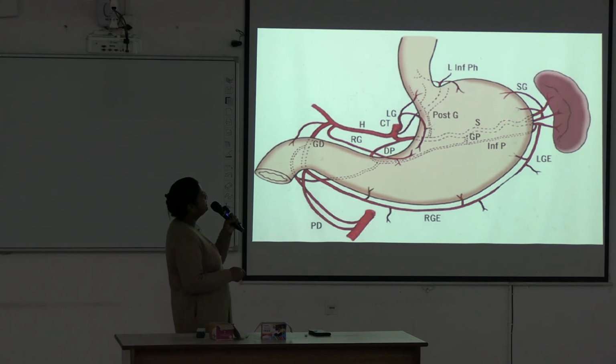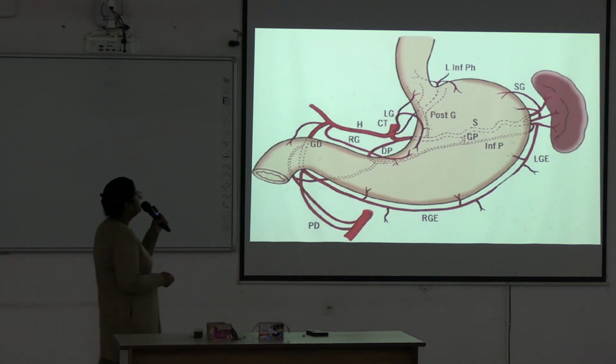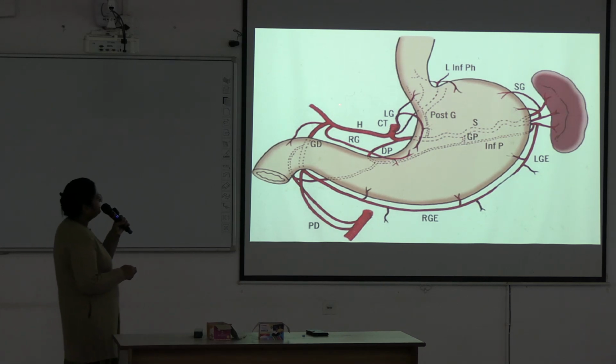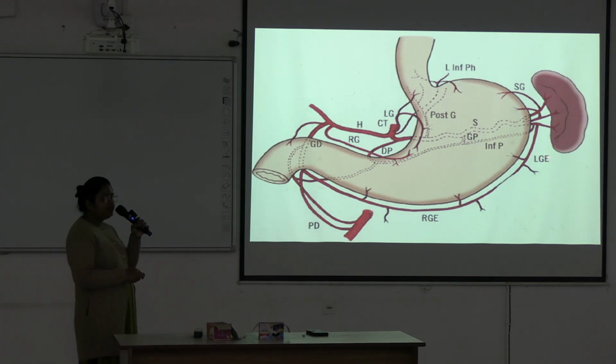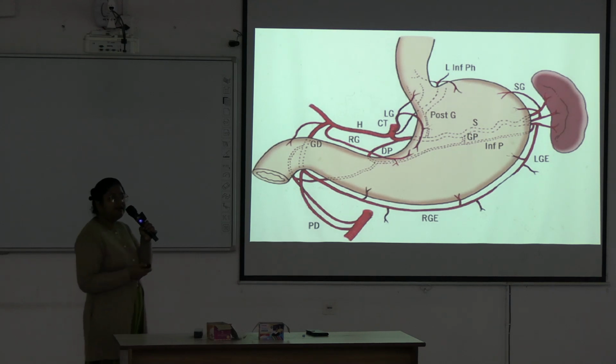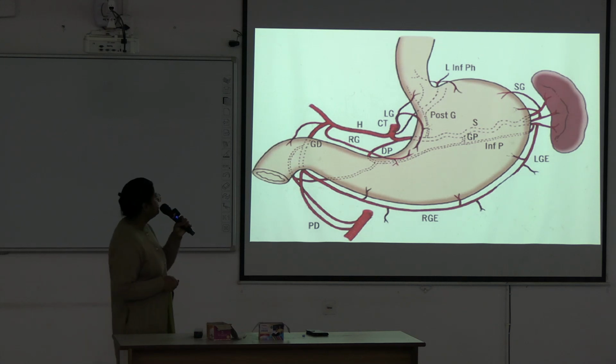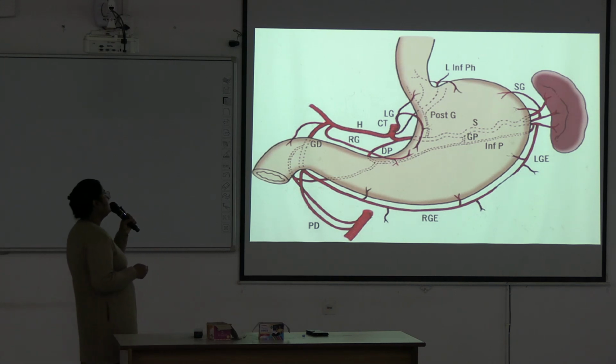Short gastric arteries are supplying the fundus of the stomach, and this is the left gastroepiploic artery lying along the greater curvature of the stomach. Next, this one is the common hepatic artery. Common hepatic artery gives the right gastric artery lying along the lesser curvature of the stomach. The hepatic artery proper goes towards the liver, and it will divide into right and left hepatic artery. The right hepatic artery again gives the cystic artery, and this is the gastroduodenal artery.